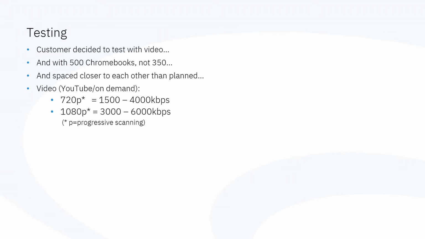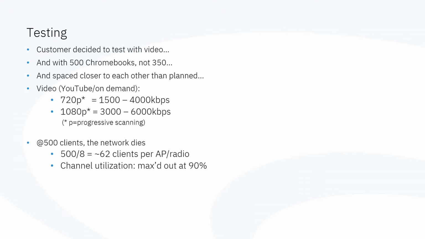Well, as you may or may not know, if you're going to start using video, then you're confronted with bandwidth requirements ranging from 1500 kilobits up to 6000 kilobits per second, depending on the resolution you're going to use and the way it's going to be utilized, either to YouTube with progressive thinning or not.